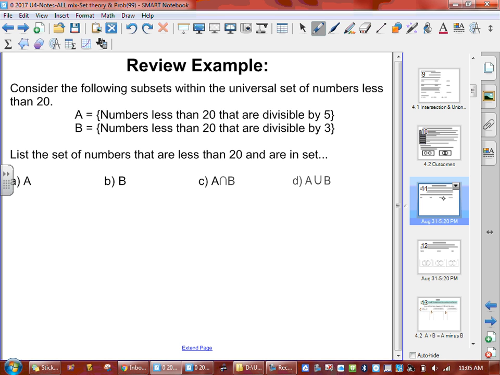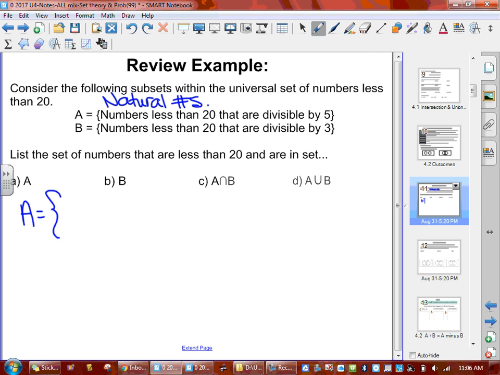So here's a review example. Let's just try and take a look at what we're talking about here. So we're going to write down the elements of set A and the elements of set B. So, set A, numbers less than 20 divisible by 5. Okay, and now it's telling us, list a set of numbers less than 20. It didn't give us the set, but these are natural numbers that we're dealing with. Okay?